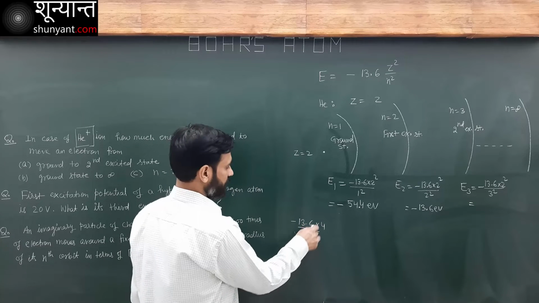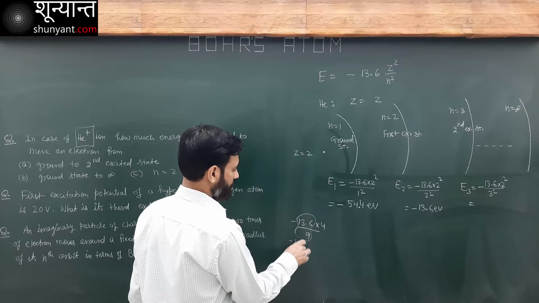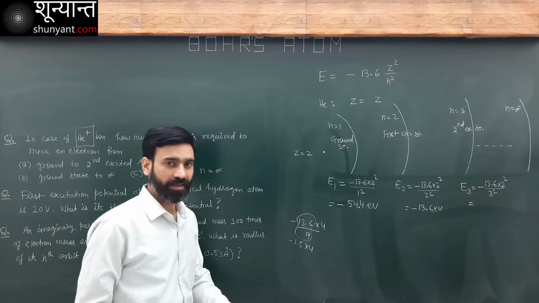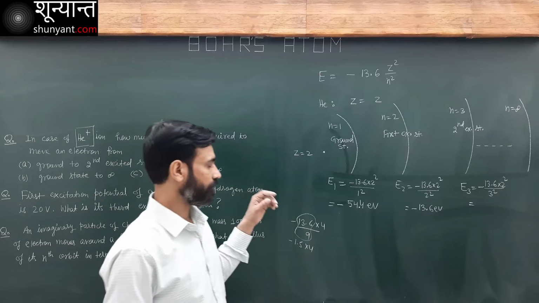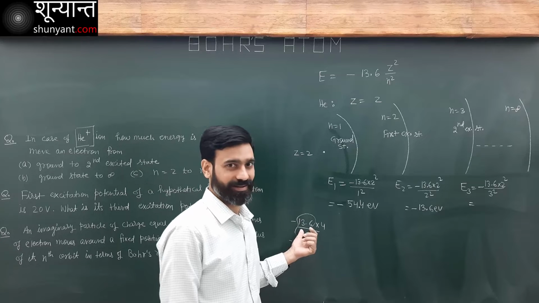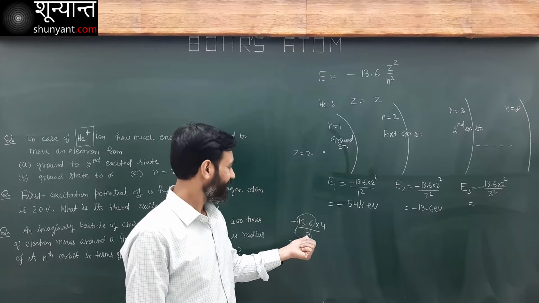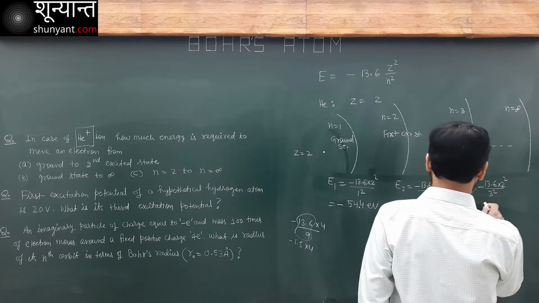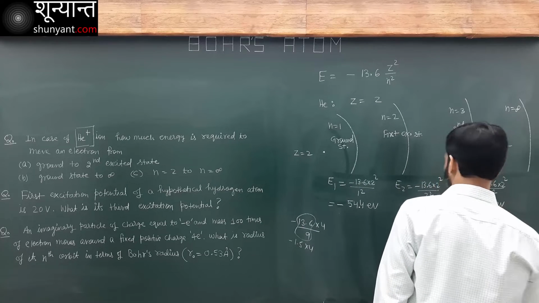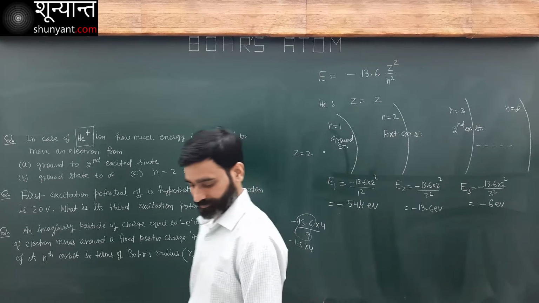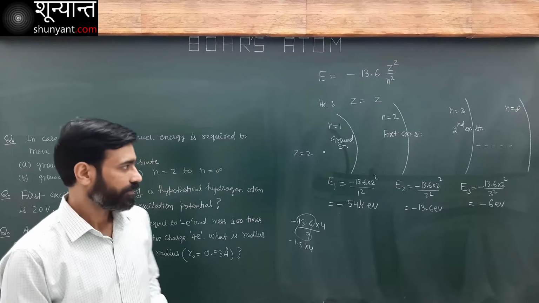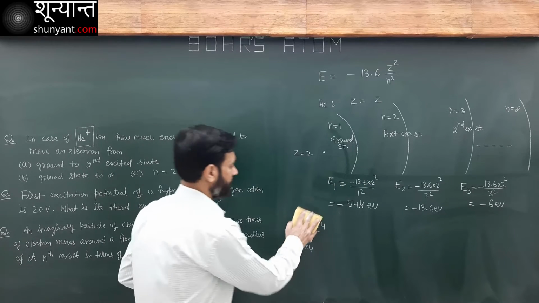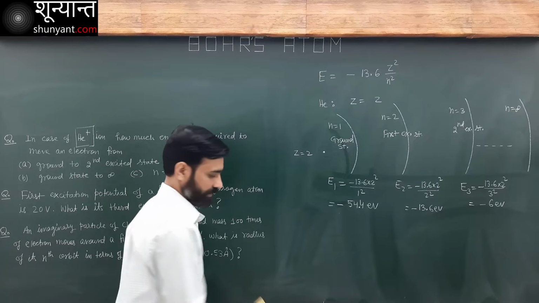This will be approximately minus 1.5 times 4. I am writing the approximate answers, do not make much fuss about it. So this is minus 6 electron volt. What are these? These are energies in different states.